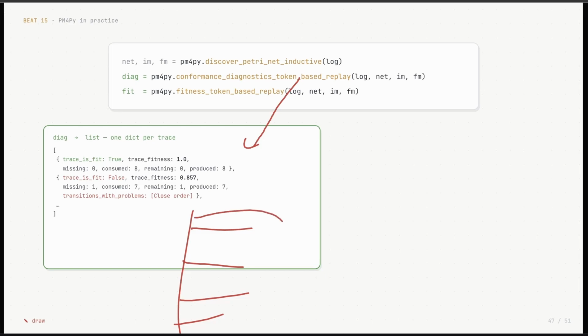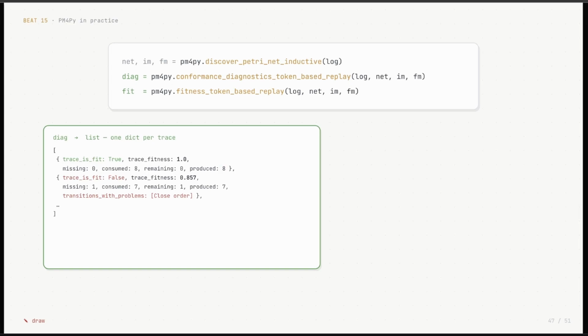And for each trace, you are calculating the following values. First of all, this is a Boolean. It says either true or false if your trace is fitting to the model or not. If the fitness is 1, you get true, else you get false. Then you get the fitness score here. After that, you get a dictionary: missing, consumed, remaining, produced. So the counted tokens that you have already discussed.